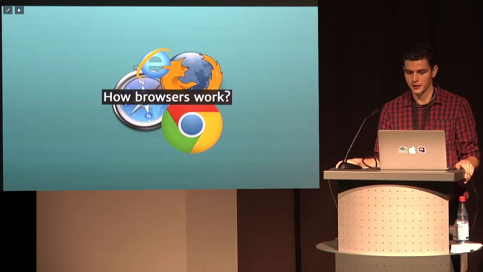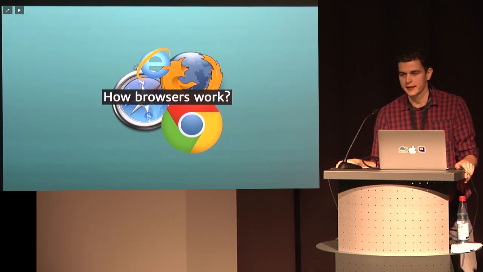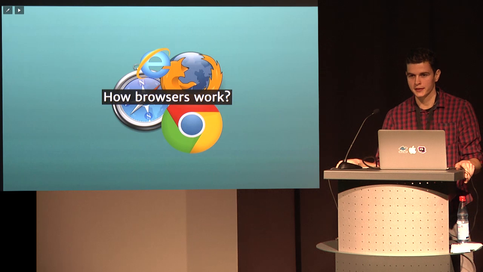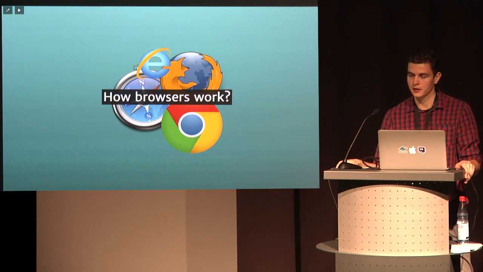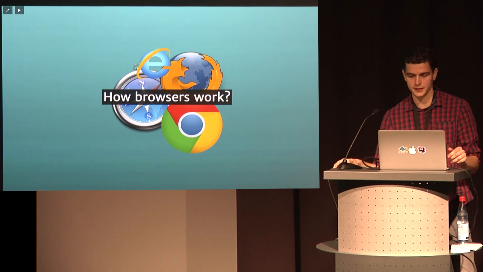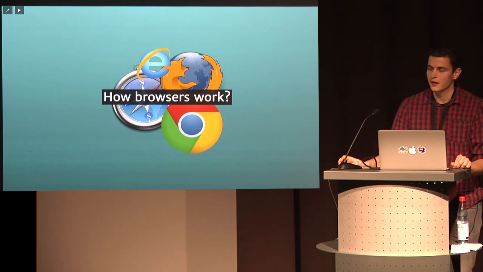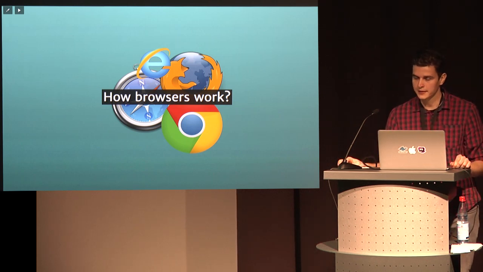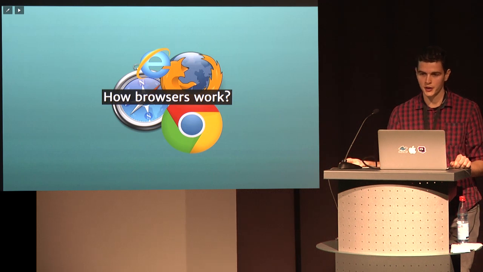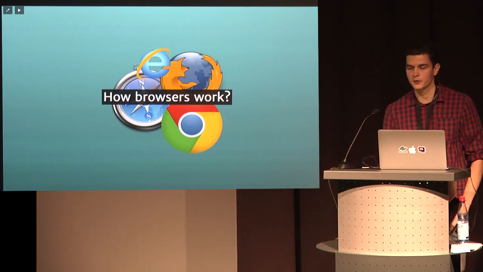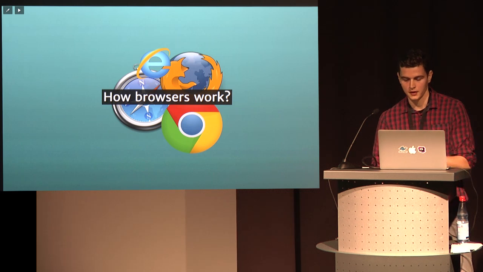...about how browsers work. I always had the passion to understand the underlying principles of how things actually work, and by understanding those underlying principles, it helped me to develop things on top of it. So recently, I've decided that I don't really know how browsers work, and I wanted to learn more about it.